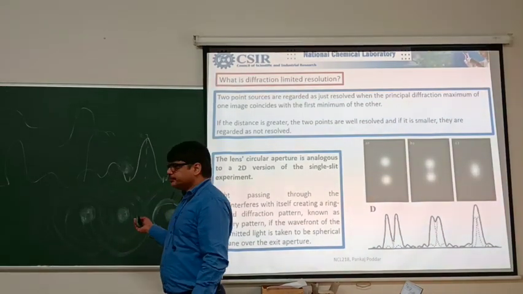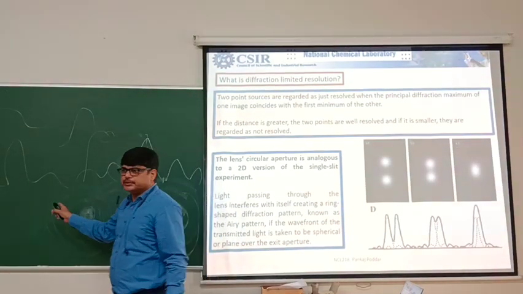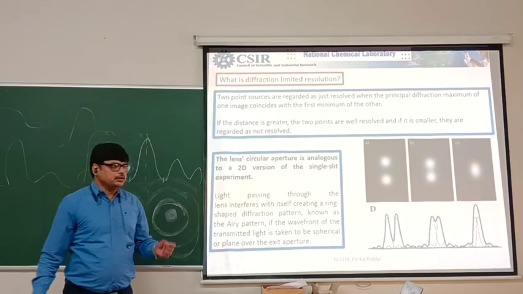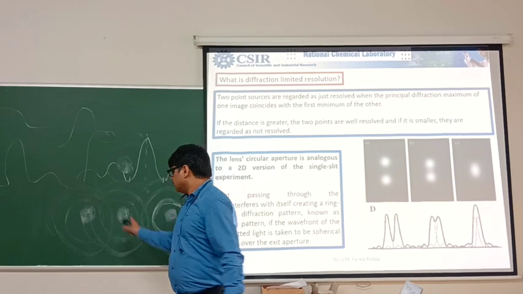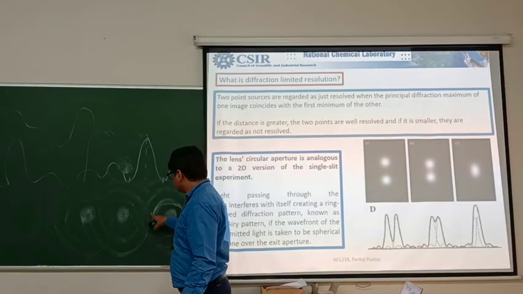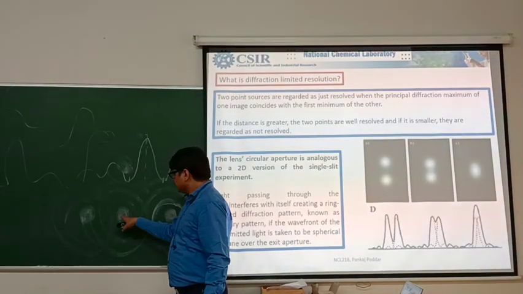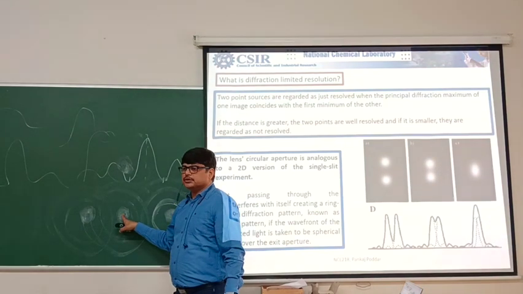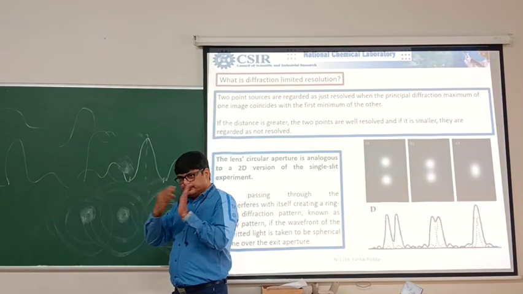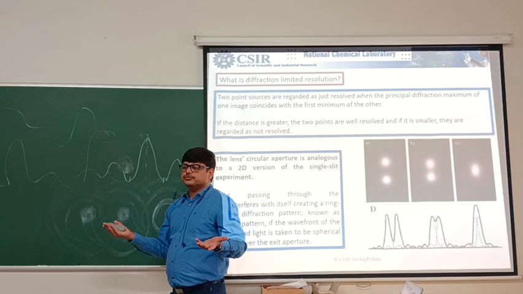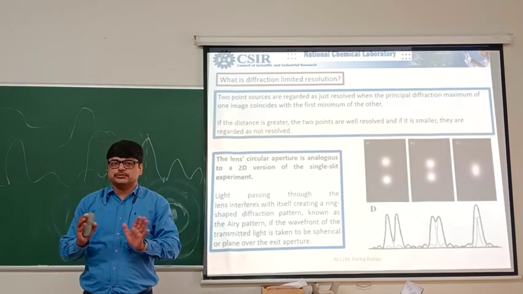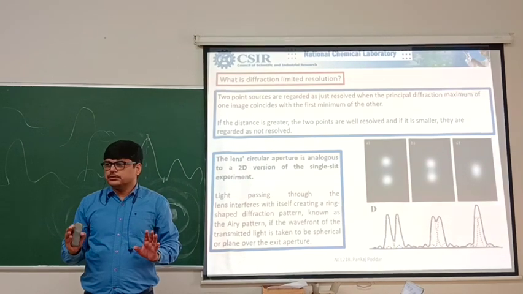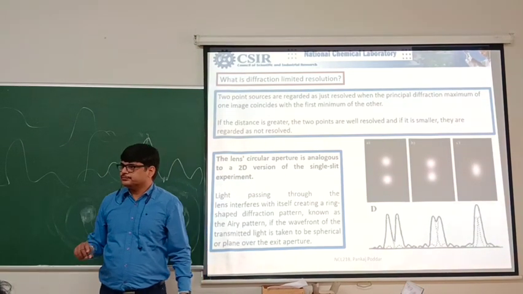So you can see, each point is a pixel. It makes a diffraction pattern, and when this minimum is coinciding with this maximum, then if you bring them together further, there's no use actually. You can't resolve. It will become fuzzy actually. Okay? Is it clear to you?